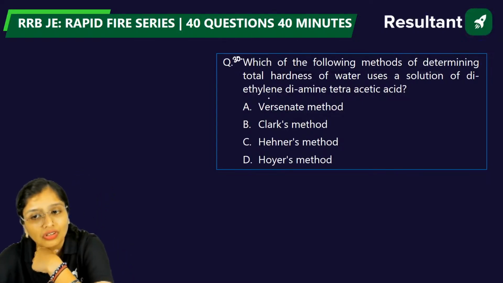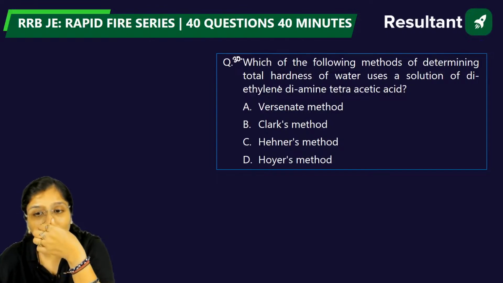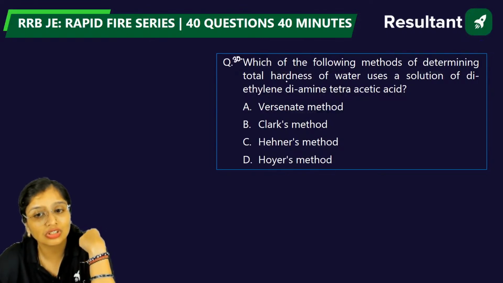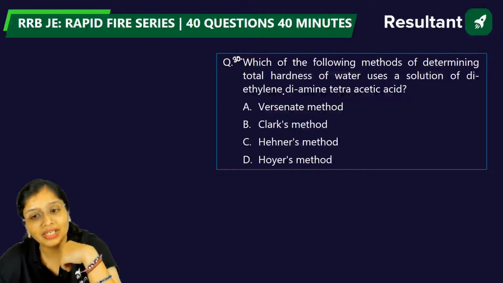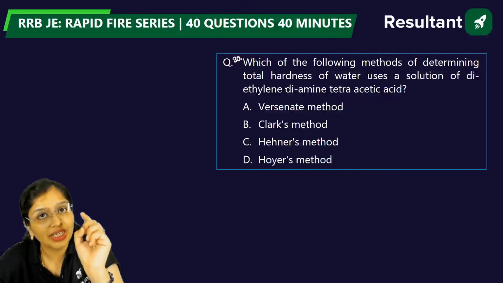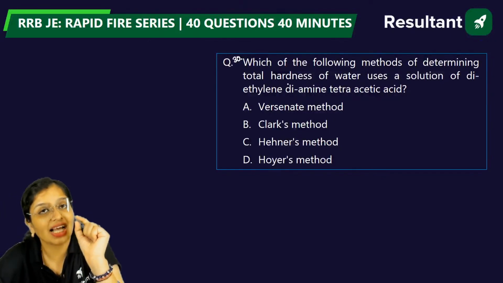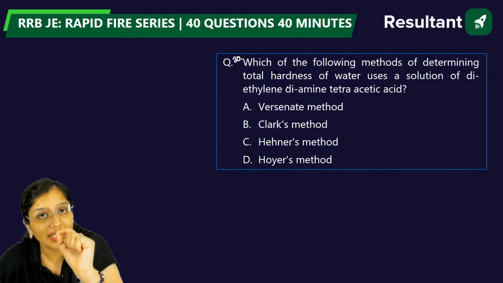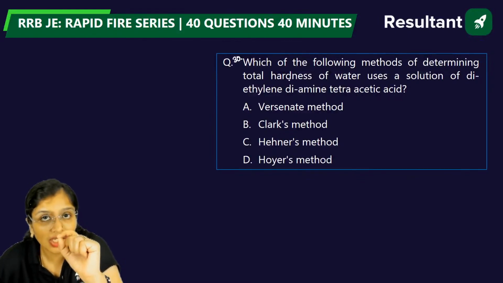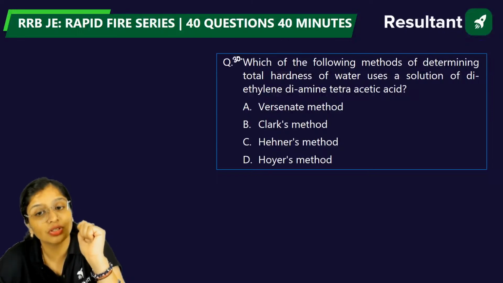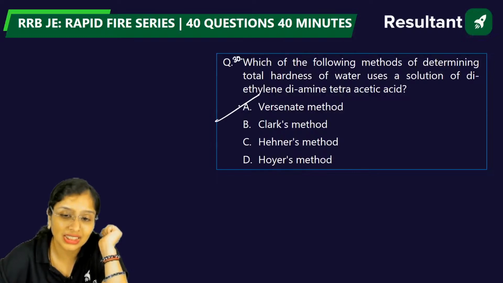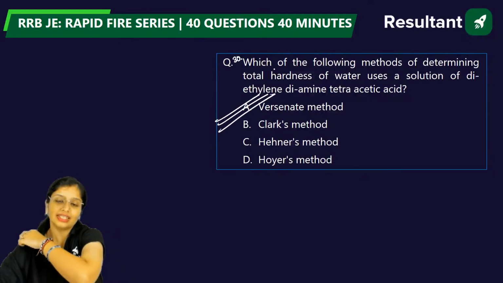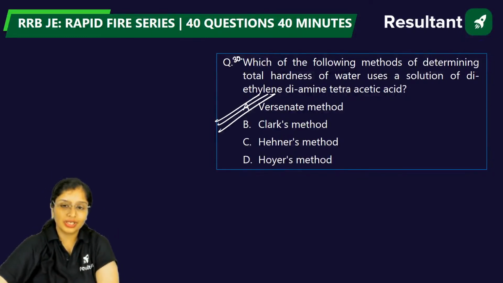Which of the following methods of determining total hardness of water uses a solution of ethylene diamine tetraacetic acid? You know EDTA, ethylene diamine tetraacetic acid. We use it for hardness, 0.01 molar. The indicator which you use is Eriochrome Black T. So the hardness method, you call it by another name also, that is the Versenate method. So A is the correct one. Okay.